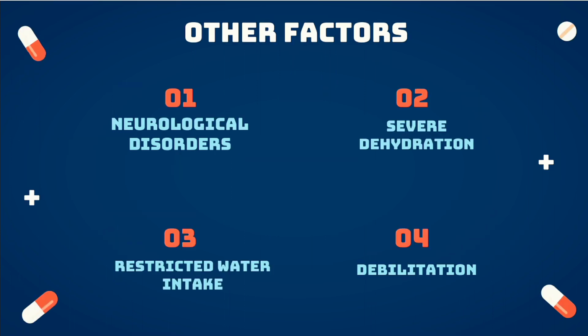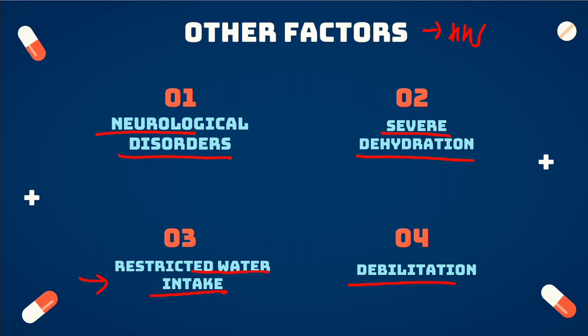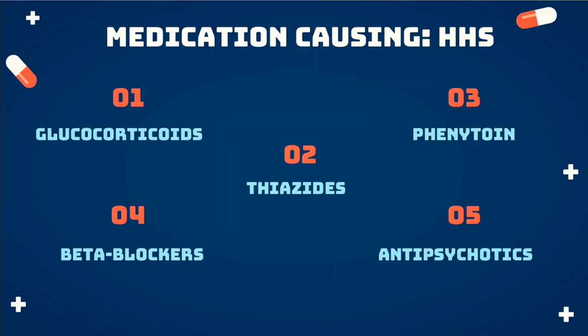Apart from that, there are some other factors which may also lead to HHS. Those are, if any person is already having any neurological disorders, if the person is in a severe dehydration like condition, the person is taking very less amount of water, and also some other debilitating conditions. These all lead to HHS. Apart from that, there are some medications which can also cause HHS, and these medications are glucocorticoids, phenytoin, thiazides, beta blockers, and some antipsychotics.